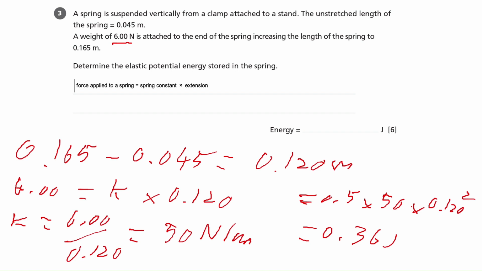So this is a 6-mark question. Where do these 6 marks come from? There's 1 mark for calculating the extension, 1 mark for the force applied equation, 1 mark for the rearrangement, 1 mark for the spring constant, then 1 mark for the equation calculating elastic potential energy, and 1 mark for the final answer, giving us the 6 marks available for this question.